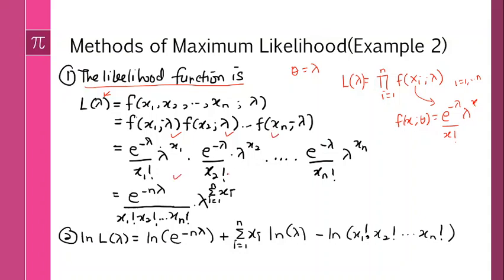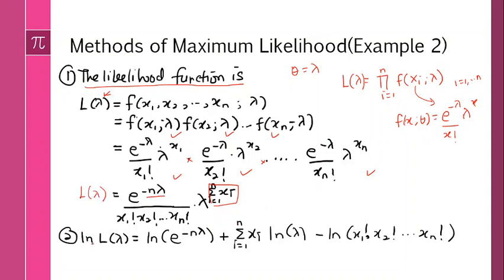I've shown here. Since we have e to the power of negative lambda, n times, I just summarize here as e to the power of negative n lambda. And next, this is lambda to the power of x1 plus x2 plus up to xn, which I can summarize by using this term. Next, you combine the factorials: x1 factorial, x2 factorial, until xn factorial. So this is the likelihood function of lambda.